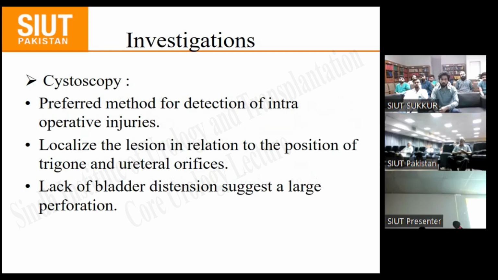Cystoscopy is sometimes used. It is the preferred method for detection of intraoperative injuries, which can be identified at the time of surgery during cystoscopy. It localizes the lesion in relation to the position of the trigone and ureteral orifices. And during cystoscopy, lack of bladder distension suggests a large perforation.